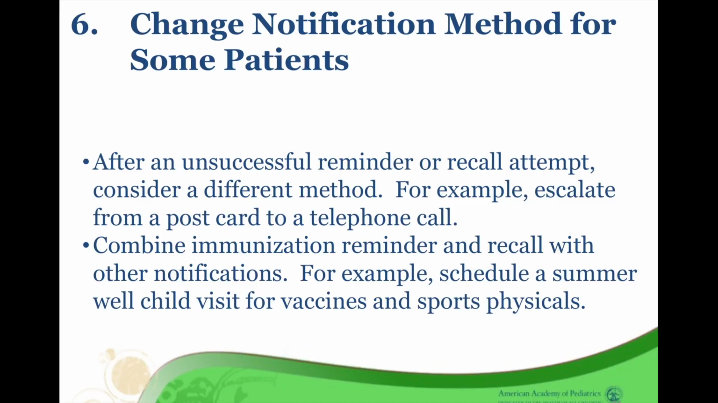Step 6, you need to change the notification method for some patients. So if you've sent out letters, 3 or 4 letters, and you haven't got a response, then you may need to consider a different method. If it's just a postcard, then maybe you really do need to try to make a telephone call now. Sometimes combining immunization reminder and recall with other notifications is important. So for example, if your adolescent is going to be needing a summer well visit or a sports physical, also try to tell them that there may be vaccines that are due at that visit also.